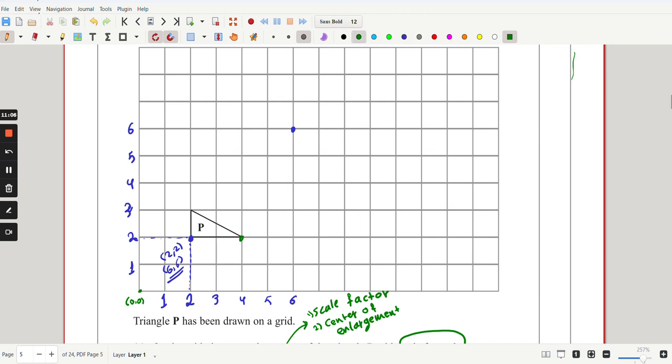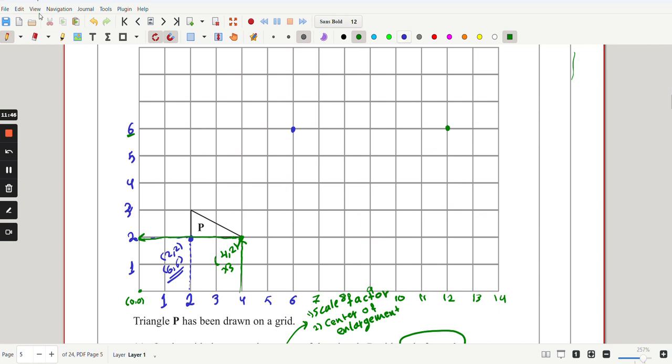Second vertex here. This point here is 4 on the x-axis and 2 on the y-axis, and we will multiply them by 3. So 4 times 3 is 12, so 12 on the x-axis. And 2 times 3 is 6 on the y-axis, which is here. So they will meet at this point.